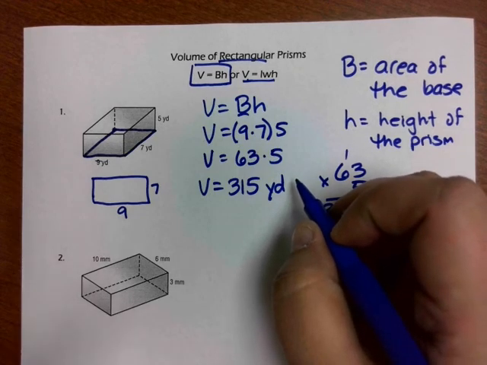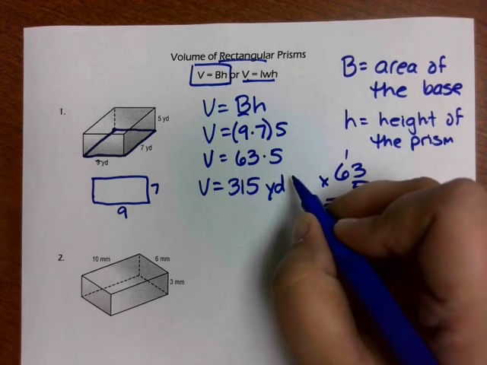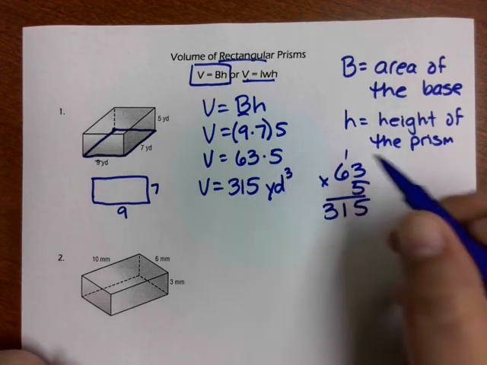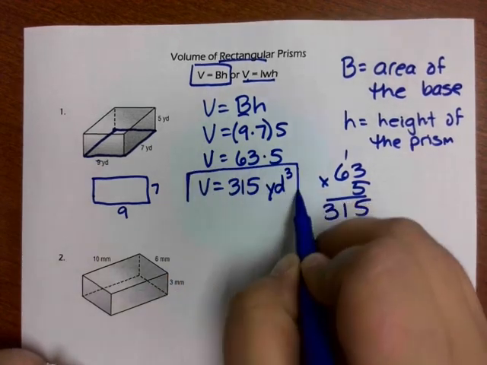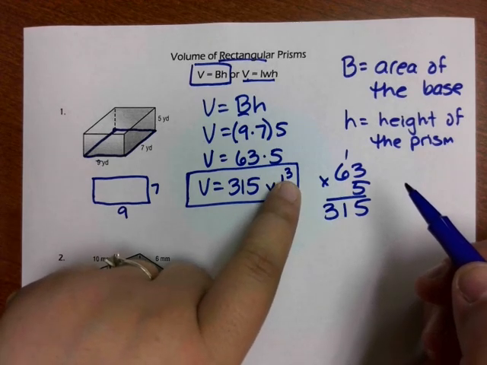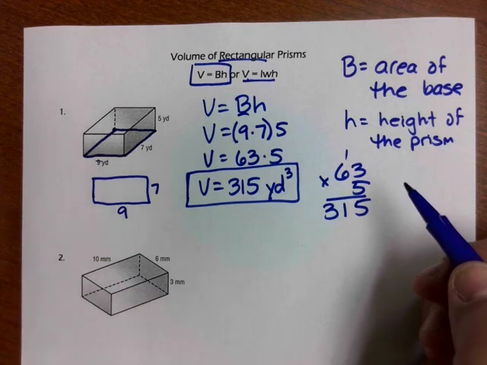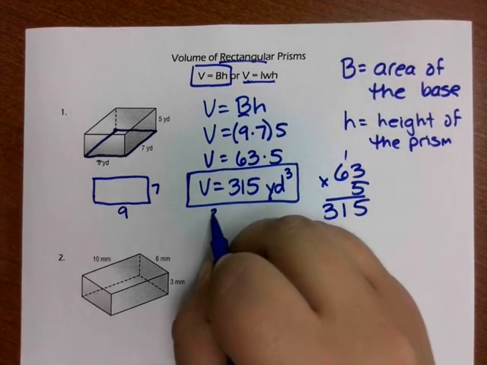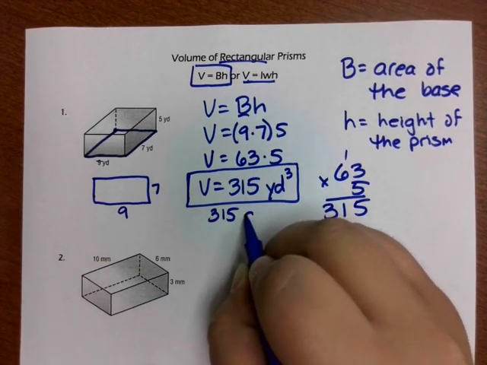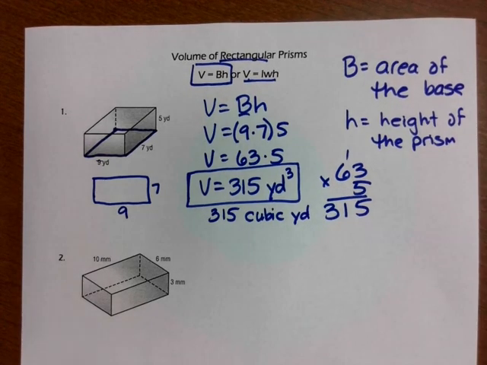For area, everything was square units, so the exponent was 2. But for volume, the exponent is a 3 because we're multiplying 3 numbers together. The exponent of 3 is cubed, so this is cubic units instead of square units. On your Google form today, you're going to see cubic like this, and then yards. It's fine.